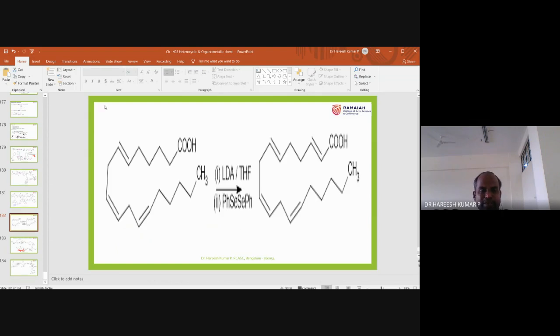So what is the name of this compound? It's a naturally occurring compound. I think you are aware of fatty acids. This is a fatty acid, a long chain carboxylic acid. Of course, there are double bonds. I think you are aware of arachidonic acid. Arachidonic acid is a compound present in groundnut. Okay.